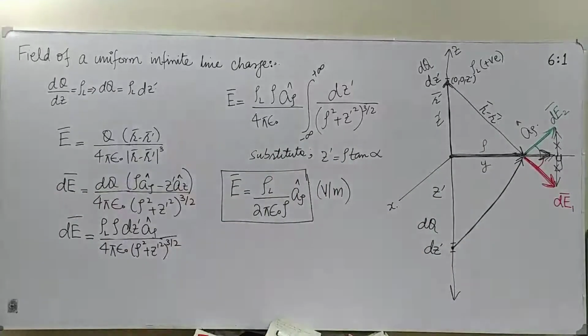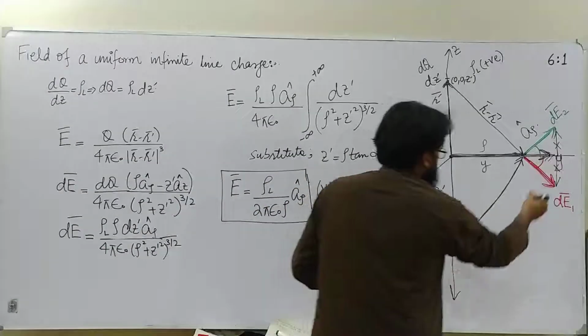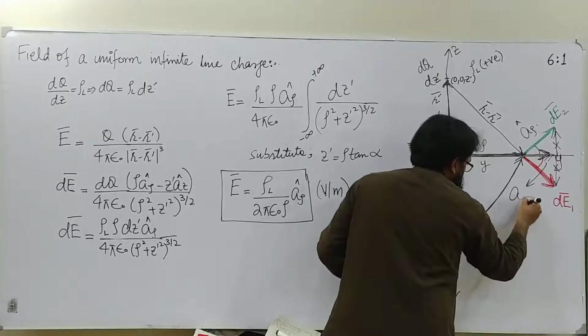I hope I made myself clear. So this is the direction of, this is arrow, the primitive unit vector.